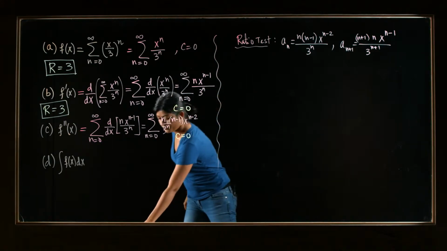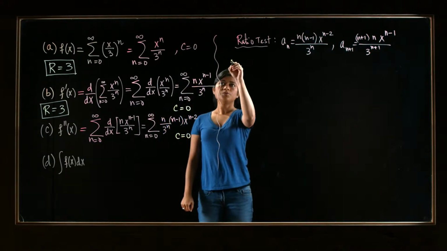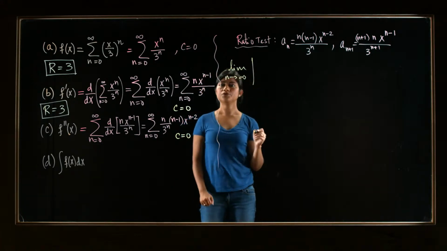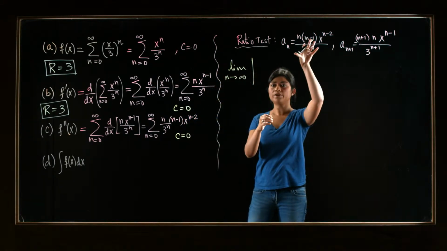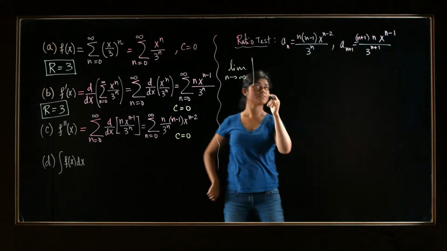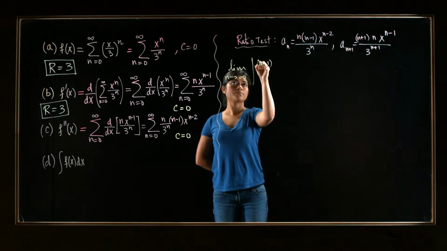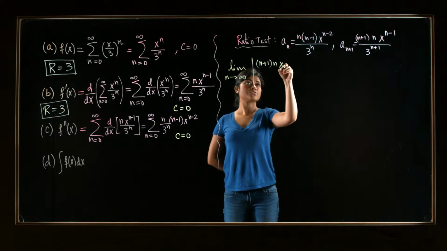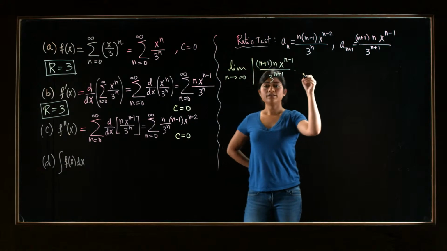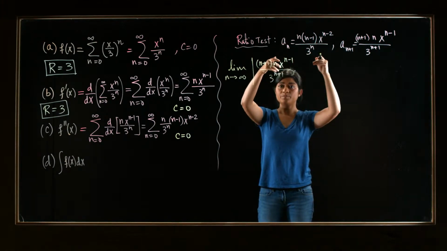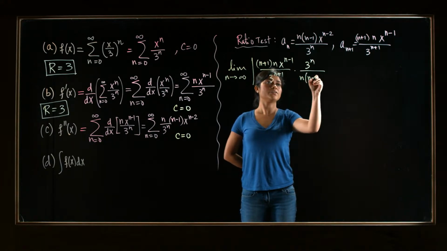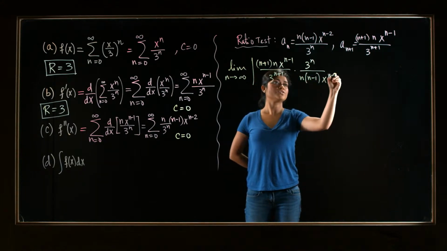And now, compute the limit as n approaches infinity, absolute value of a n plus 1 over a n. And we keep the a n plus 1 term as it is. So n plus 1 n x to the n minus 1 over 3 to the n plus 1. And then the a n term we flip and multiply. That will be 3 to the n over n minus 1 x to the n minus 2.